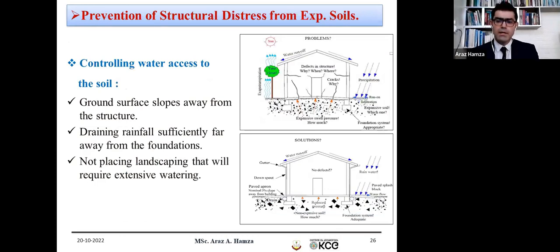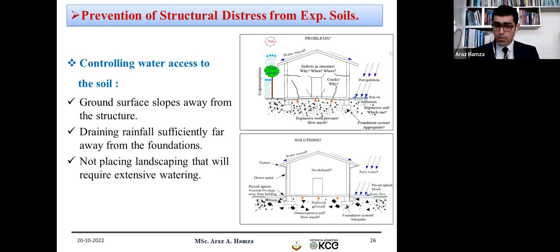Now, regarding the second option, this is the end of the first option, where we said we need to treat the soil. Now, if you cannot treat the soil, we can do something else for the structure. There are some techniques, some hint notes that engineers should follow to protect their structure. One of them is controlling water access to the soil. This is a very simple method, but it's valuable for your structure. Try to control the water access, because water is the main reason behind this change.